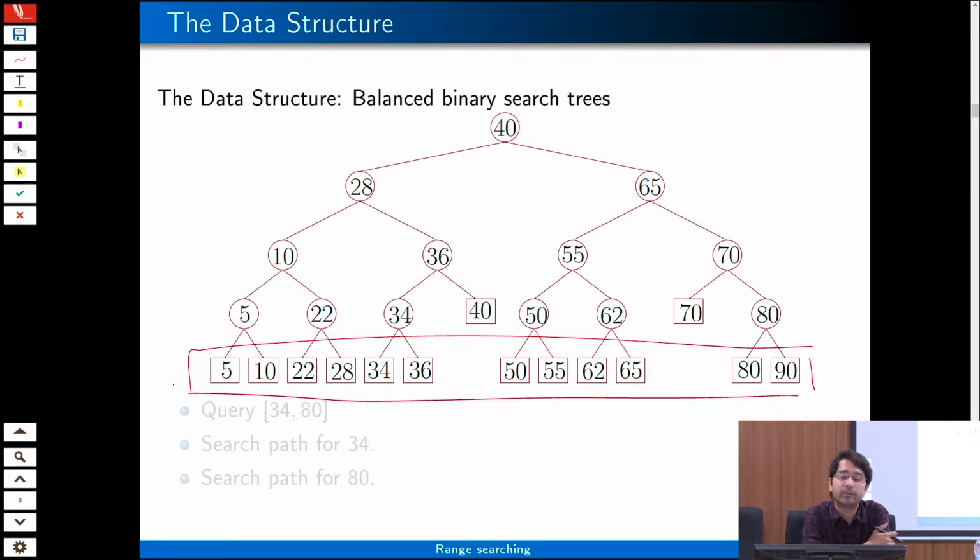In the balanced binary search tree, these are the leaf nodes. Then I will merge these leaf nodes one by one. How am I merging?